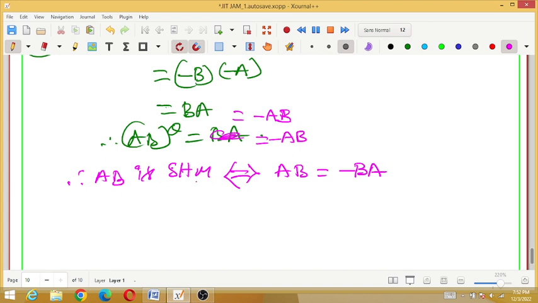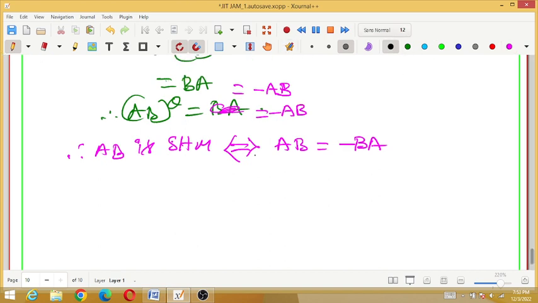If AB is a skew Hermitian matrix, then this implies and is implied by AB is equal to minus BA, or AB is equal to minus BA, and then AB is a skew Hermitian matrix, we can say. And also this implies and is implied by A and B are okay. This one condition, main condition. These are some properties, and also one more property we will discuss.